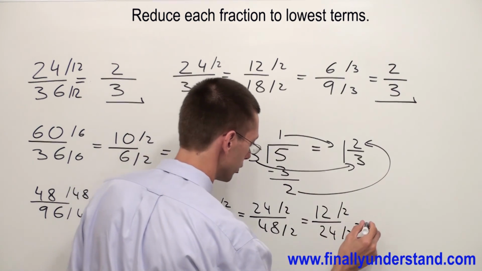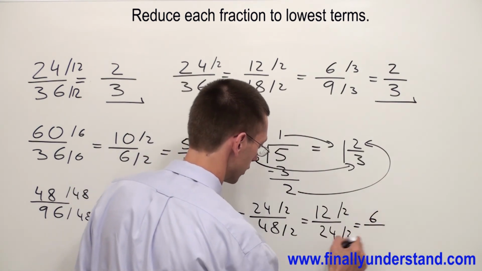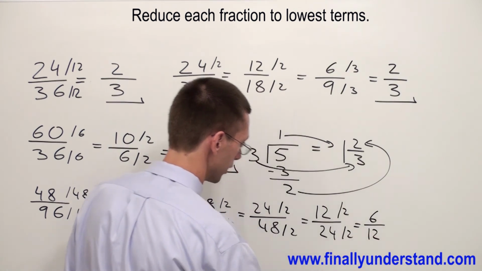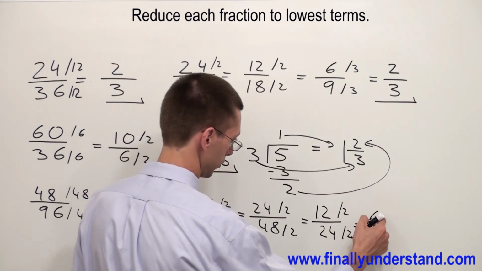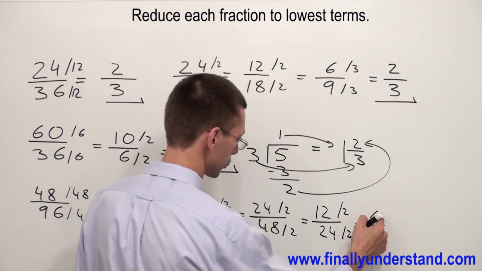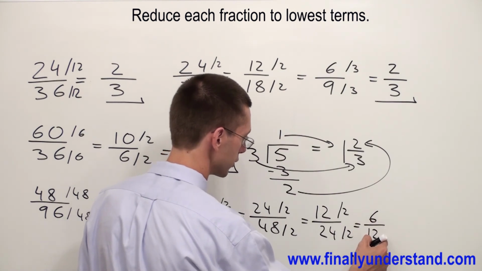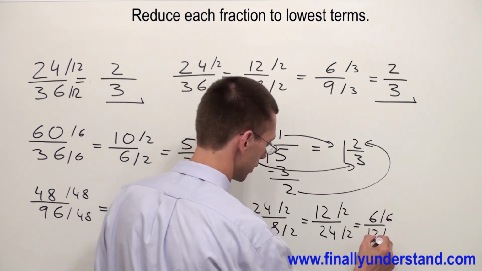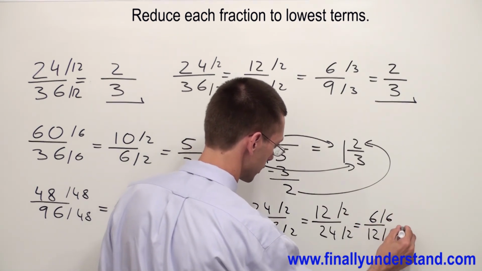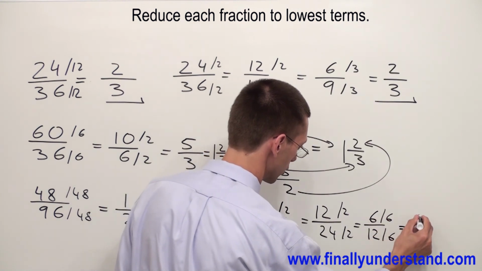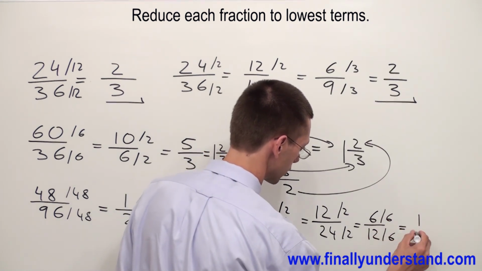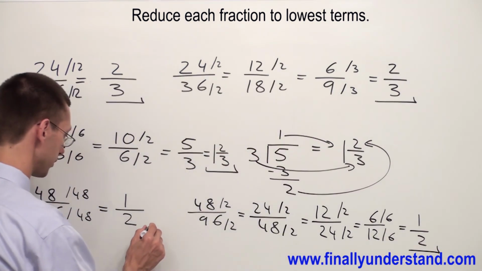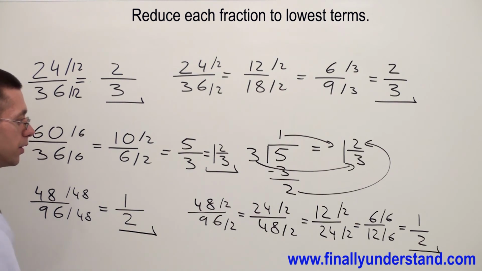12 divided by 2 is 6. 24 divided by 2 is 12. Now you can see that we have 6 and we have 12. 6 is divisible by 6 and 12 is divisible also by 6. 6 divided by 6 is 1 and 12 divided by 6 is 2. This is the answer. As you can see, we get exactly the same answer.